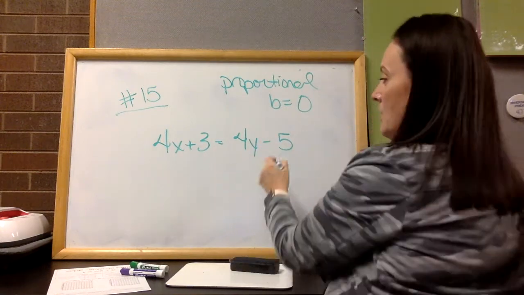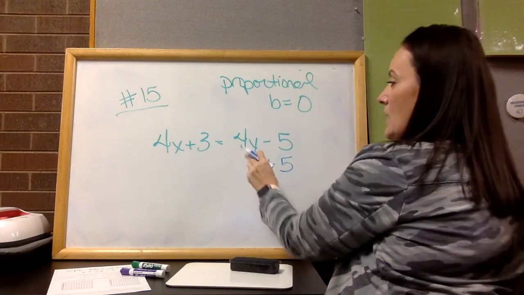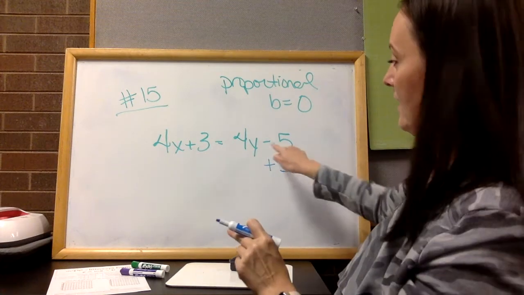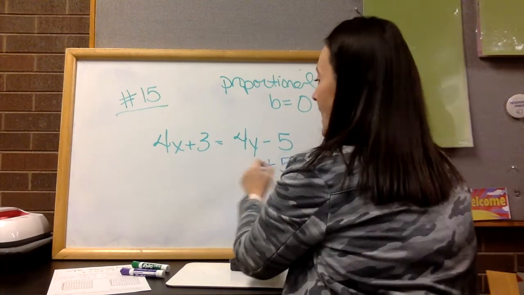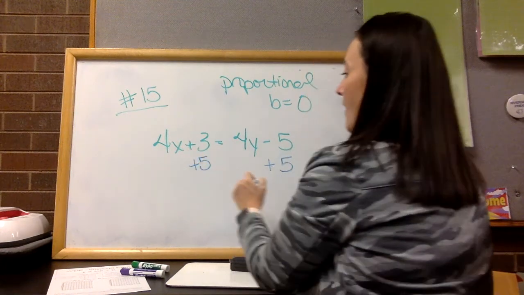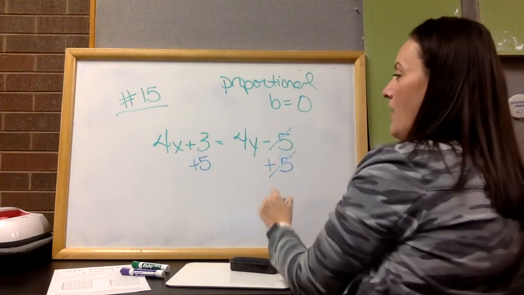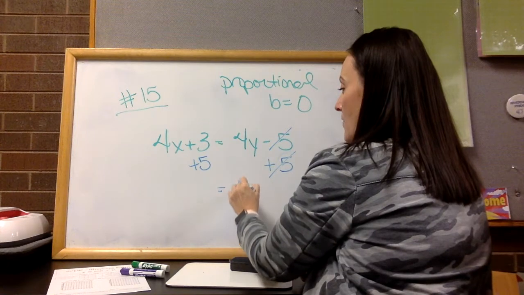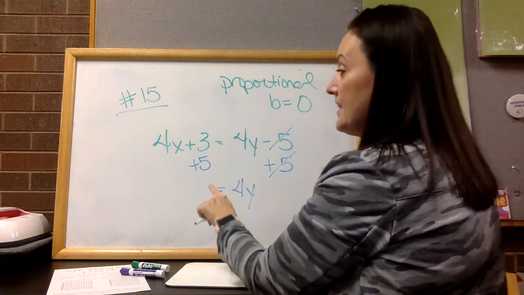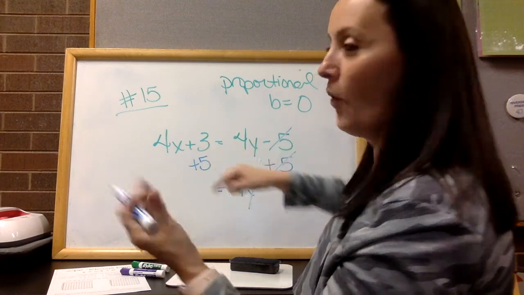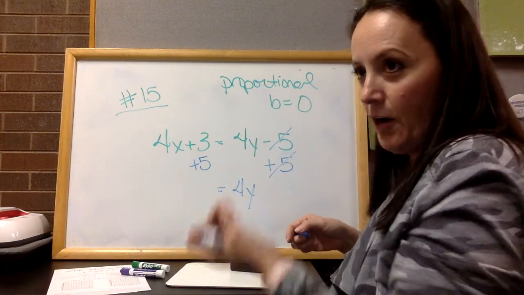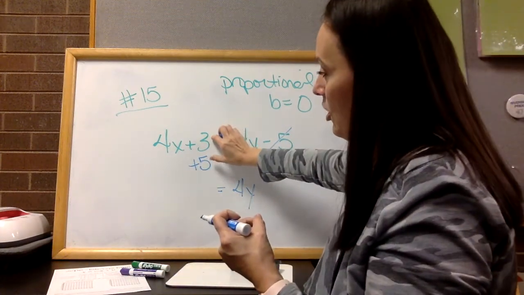So the first thing that I'm going to do is add that 5. We get rid of that number attached to the y because addition, subtraction comes first, then multiplication, division. So if I add 5 there, I have to add 5 there. So minus 5 plus 5 undoes, and I can bring down my 4y. On this side, I have 4x and then I got 3 sitting over here plus 5, these two are like terms.